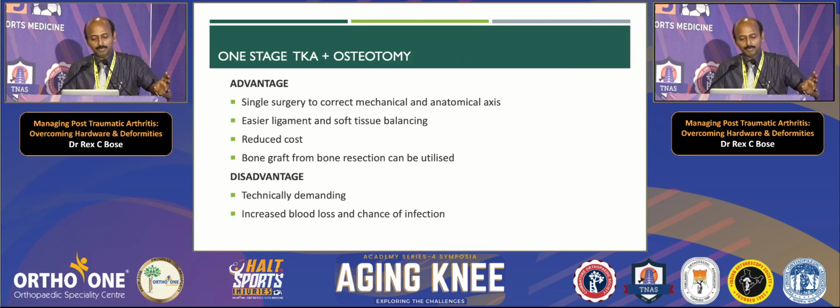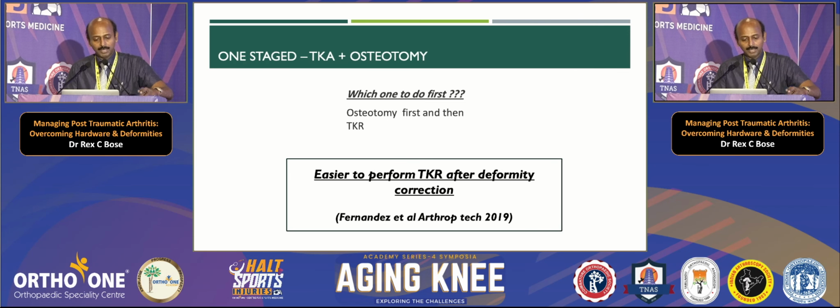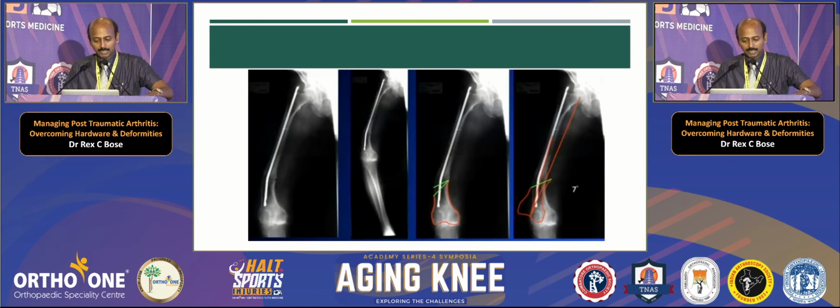So the advantage of doing a single stage total knee arthroplasty with osteotomy is a single surgery, easy to balance, reduce cost. All these are easy but technically demanding and a long surgery. Obviously, you do the osteotomy first and then TKR, not the other way around. And this is a simple example.